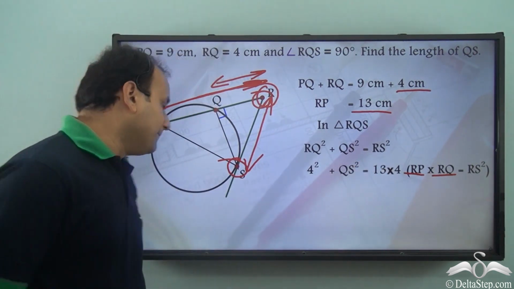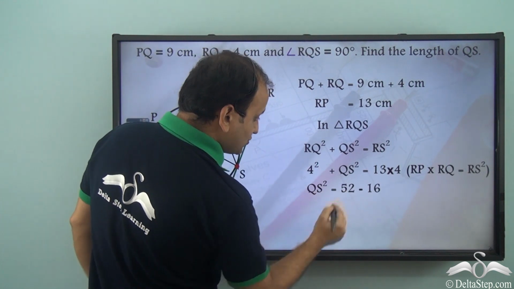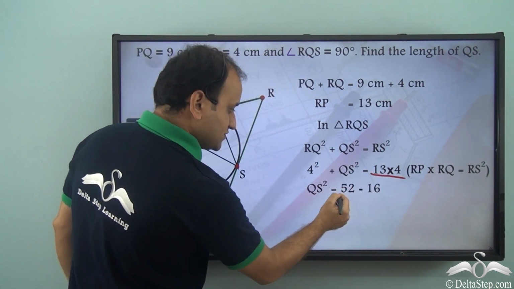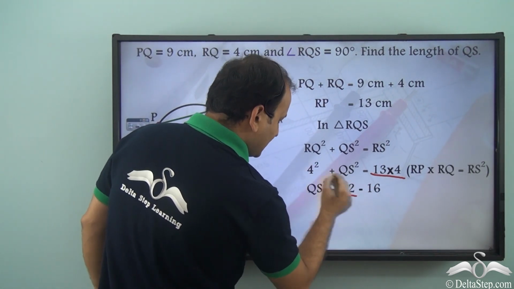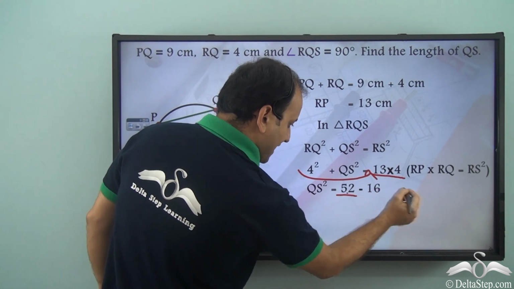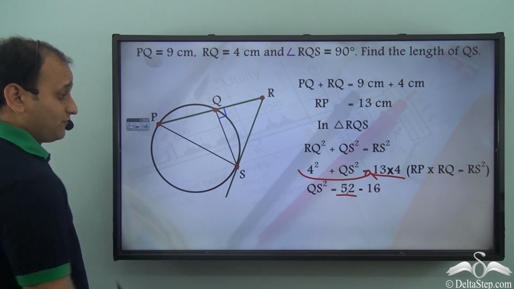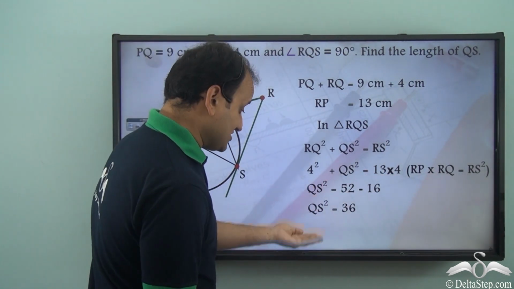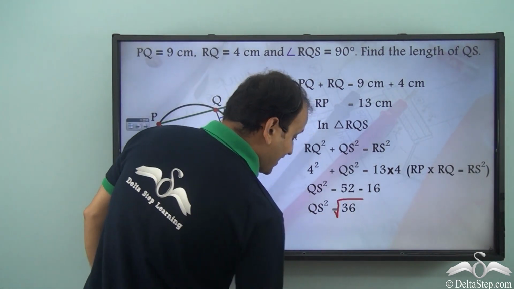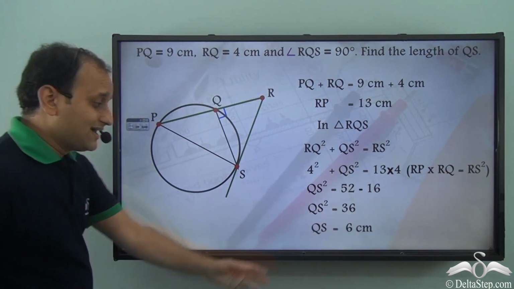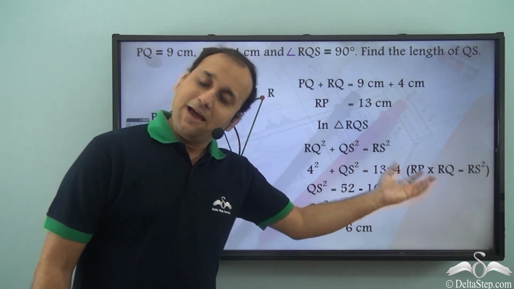So if we multiply them, what do we get? We get QS square is equal to 52, 13 into 4, 52, minus 16. So this 4 square, which is 16, will come on this side. So we'll have minus 16. So QS square is equal to 52 minus 16, which is 36. So QS square is equal to 36. So what will be QS? It will be the square root of 36, which will be 6 centimeters. So QS is equal to 6 centimeters.